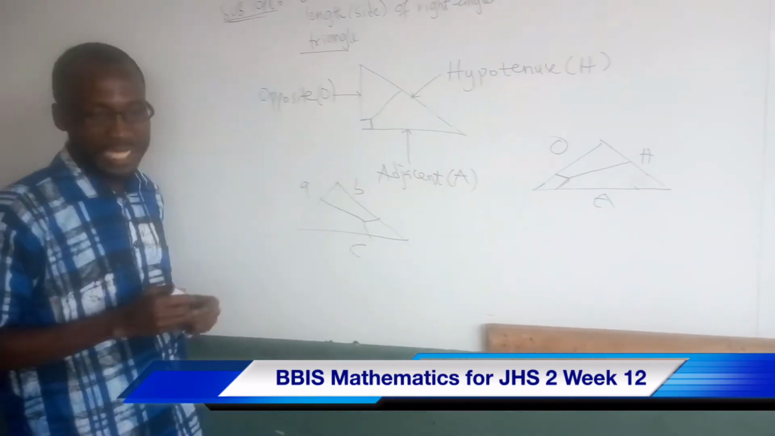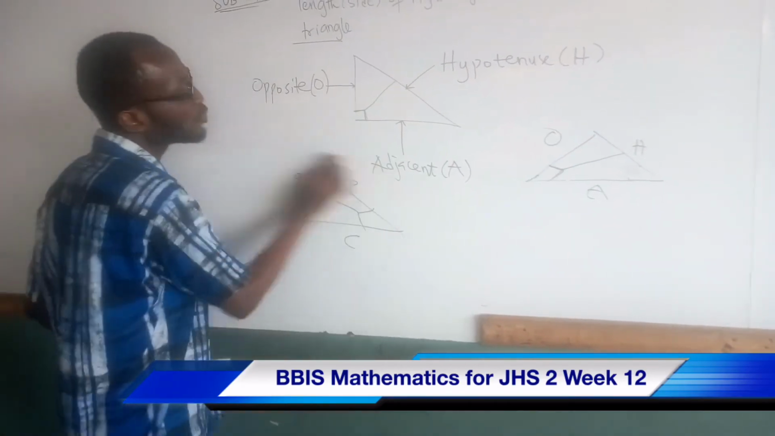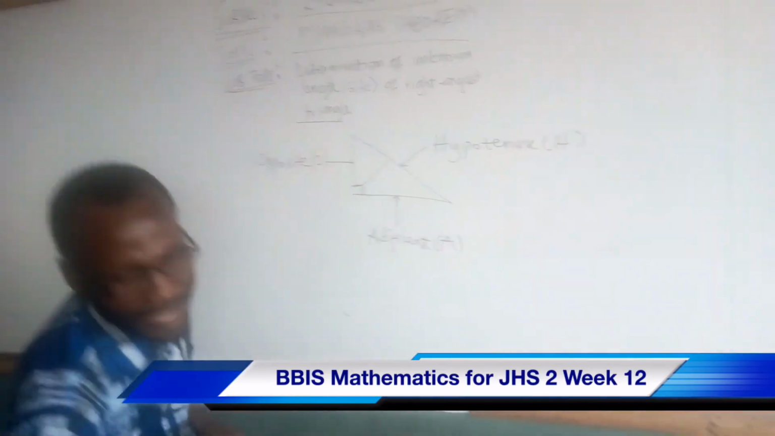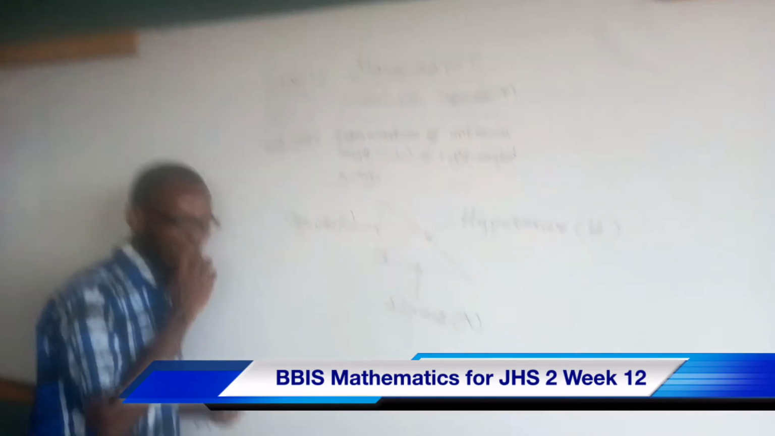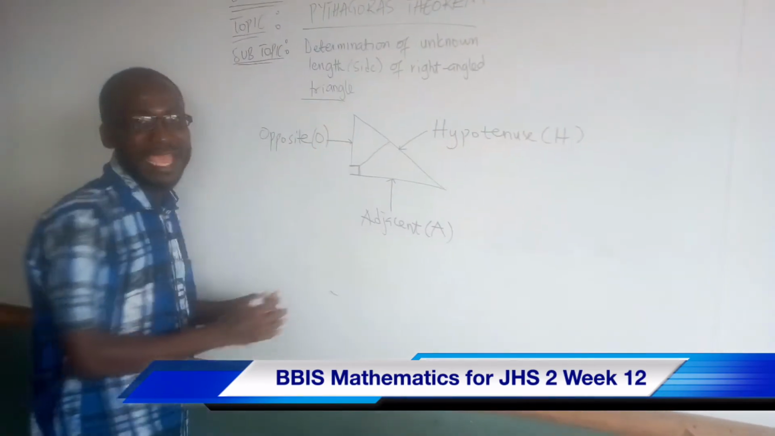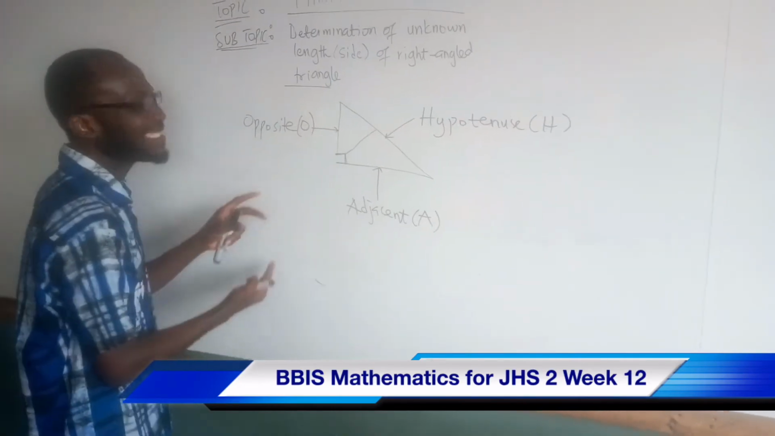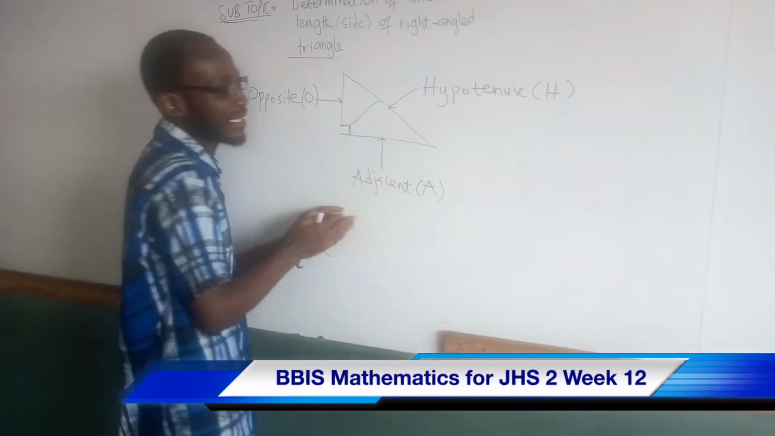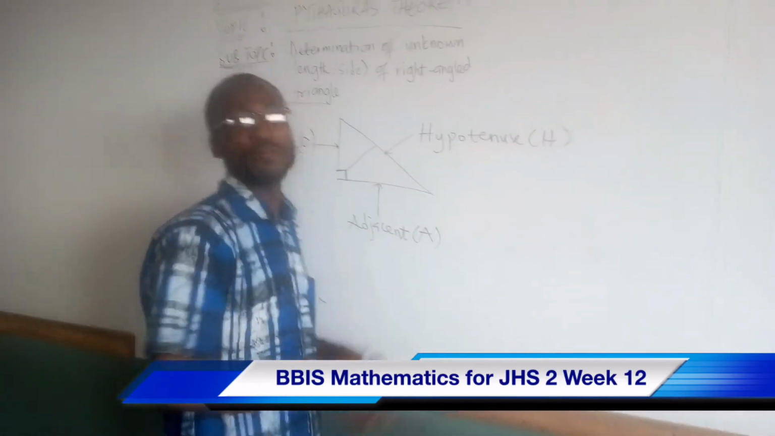Having understood that, let's go on to the mathematical expression by Pythagoras. Pythagoras realized that anytime you square all these sides and you add the squares of the opposite and the adjacent, it always gives you the square of the hypotenuse.